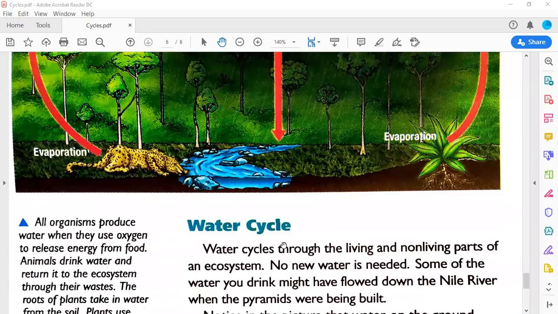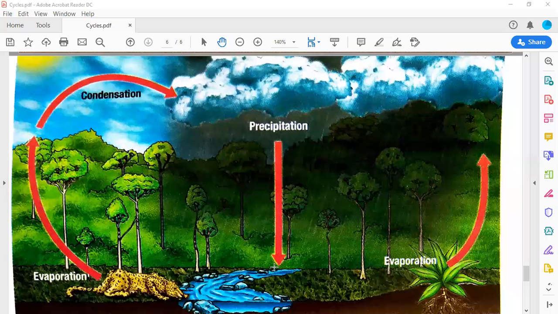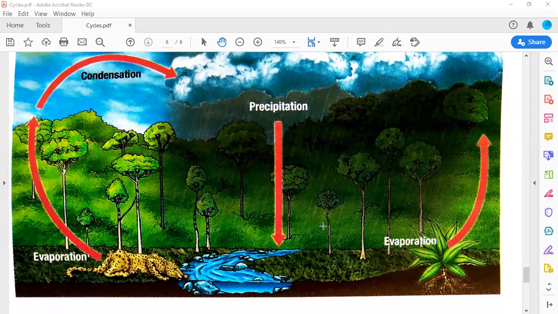And finally, we have the water cycle, which is something that you may be familiar with already, because it's something that we study every year since we are in first grade, not to say in preschool. So we have the different parts of the water cycle. We have evaporation in the first place, then condensation, then precipitation, and evaporation again. So it's basically the same thing, right?